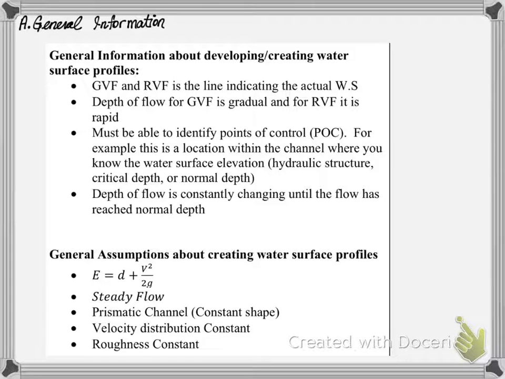The channel is defined as being prismatic, which means the cross-sectional shape of the channel does not change. Therefore, it's always rectangular with a base width of 10, or it's trapezoidal with a specific side slope and base width. The velocity distribution within the cross-section is constant, and the roughness is constant as well.